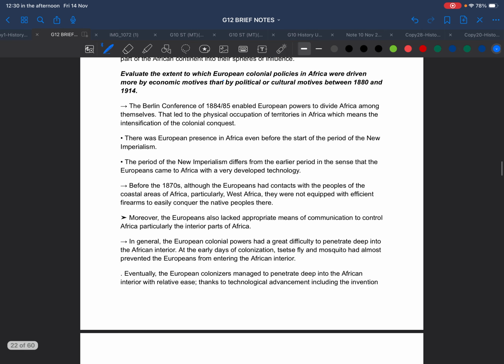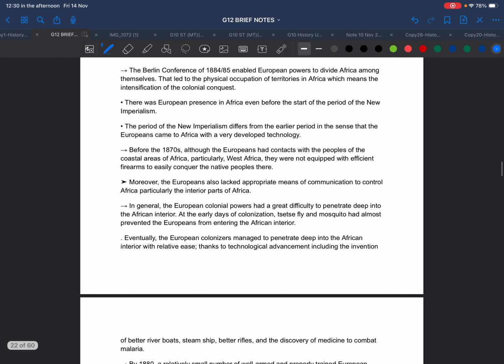Now, the Berlin Conference of 1884-85 enabled the European powers to divide Africa among themselves. That led to the physical occupation of territories in Africa, which means the intensification of colonial conquest. Berlin, as you know, is the capital city of Germany, and Germany became the host nation. She had accomplished her unification process in 1871, and it was almost 13 years later.